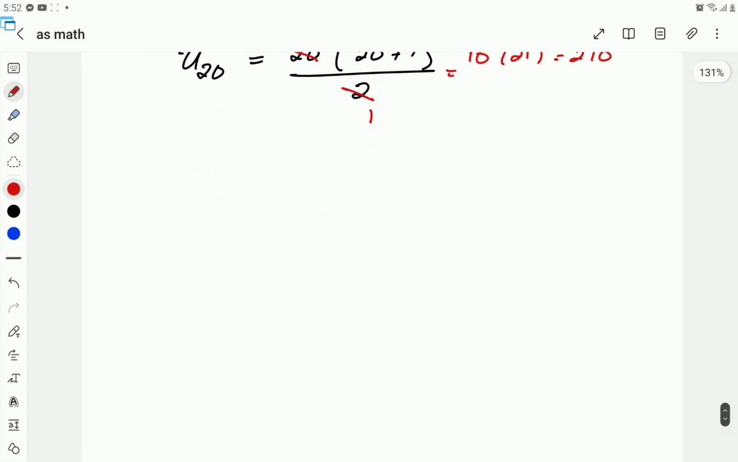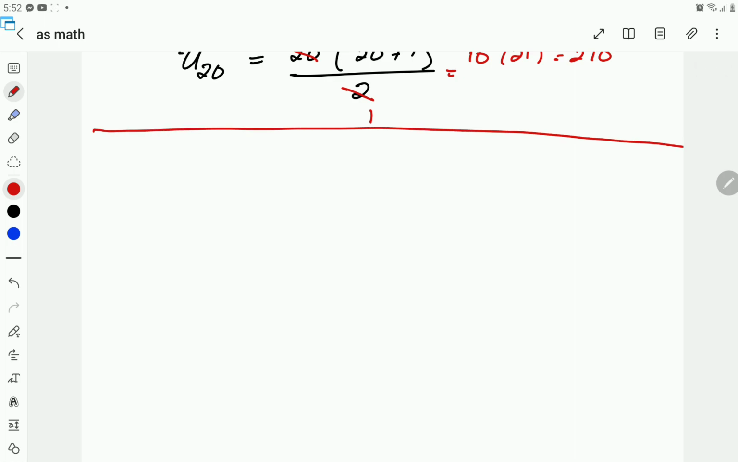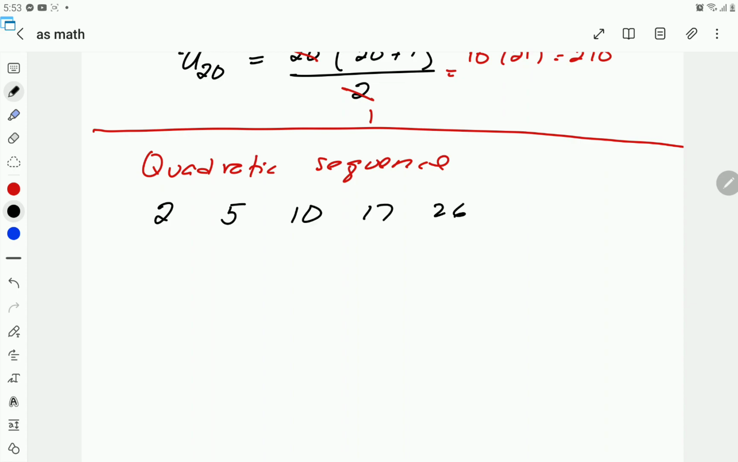Oh, by the way, before I proceed, before I end this one, I know that in your IGCSE, you also have the, what do you call this one? Quadratic sequence. When you say quadratic sequence, it is a sequence wherein it forms a quadratic equation. So for example, 2, 5, 10, 17, 26.